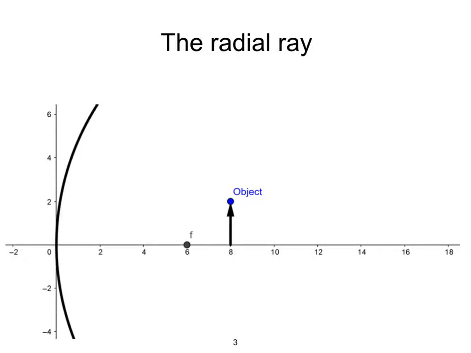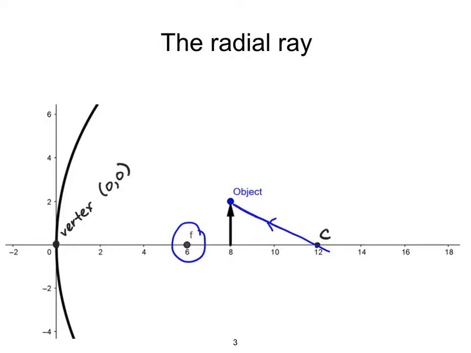Let's say that we want to find where the image of the very top of the object is. First, let's locate the center of curvature, which is not marked on this diagram. The focal point, which is marked, is halfway between the vertex, which is at the coordinate 0, 0 on this diagram, and the center of curvature. So since the focal point is at x equals 6, the center of curvature must be at x equals 12.